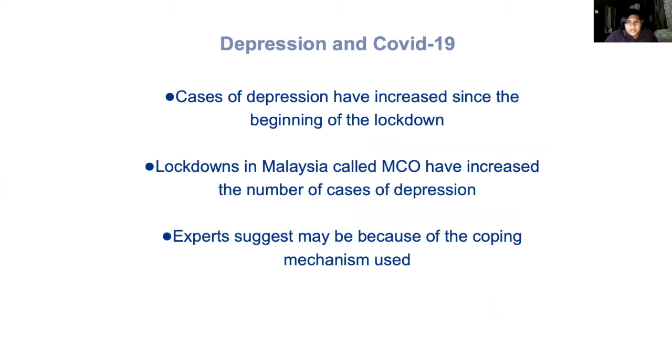So, depression in COVID-19. The COVID-19 pandemic and the resulting economic recession have negatively affected many people's mental health and created new barriers for people already suffering from mental illness. So the cases of depression have only increased since the start of these movement control orders, lockdowns, the national emergency. The lockdowns in Malaysia have directly increased the number of cases of depression. You see, experts suggest maybe because of the coping mechanisms used.